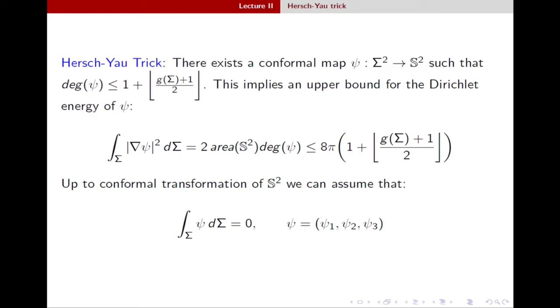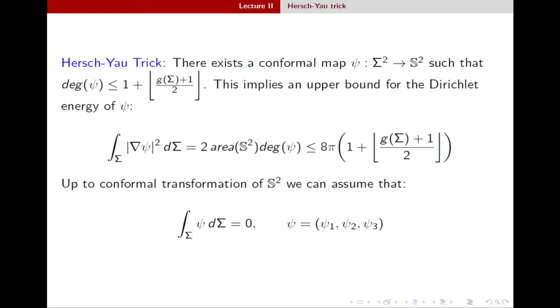So what we want to do now is to use the coordinate functions of this map psi in the stability inequality. The only thing that you need to be careful about at this point is whether the coordinate functions satisfy the volume preserving condition, so the integral must be 0. And that's the nice thing about the Hersch trick. It says that up to a conformal transformation of the sphere, you can change your conformal map by composing with a conformal transformation such that the new map will have average 0 over the surface.